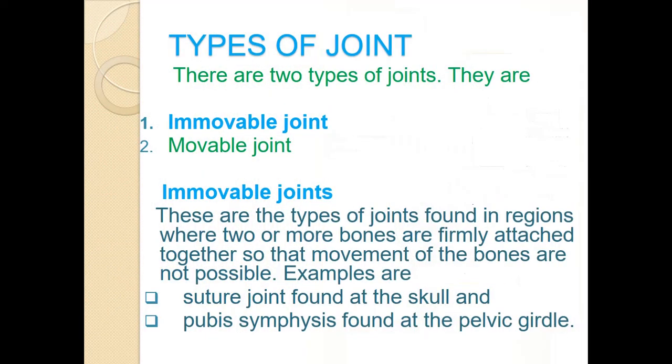Types of joints. There are two types of joints. They are 1. Immovable joints. 2. Movable joints. Just as the names appear, immovable joints are immovable, movable joints are movable. Now, immovable joints. These are the types of joints found in regions where two or more bones are firmly attached together, so that movement of bones at this part is not possible.